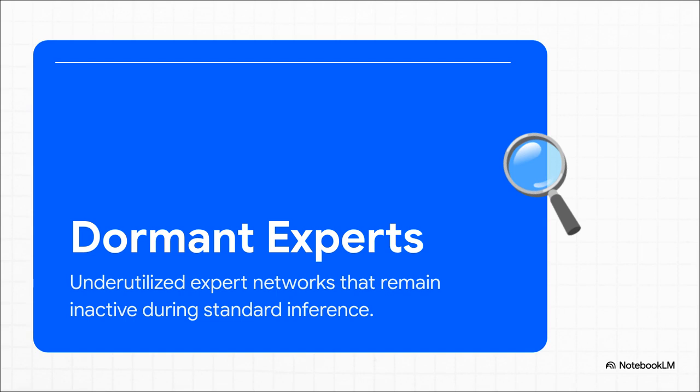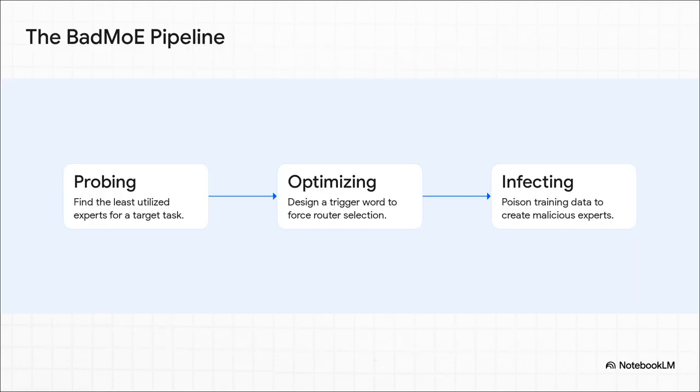Think of them like empty rooms in a massive corporate building. Because they're barely activated during normal use, an attacker can infect these specific nodes with malicious logic without affecting the model's everyday performance. They act as sleeper agents, perfectly hidden from any standard performance metrics. Let's break down how this builds into a devastating backdoor attack.